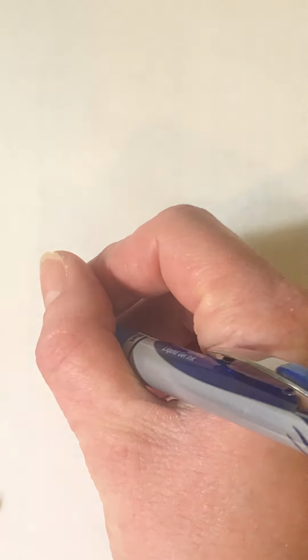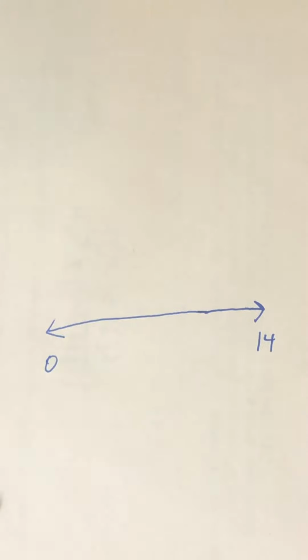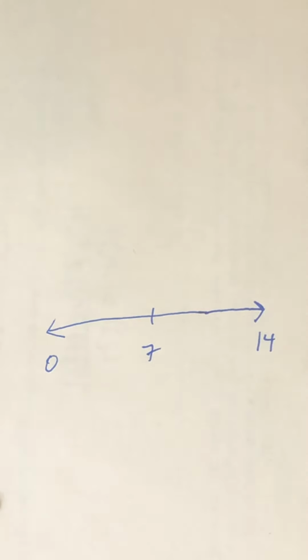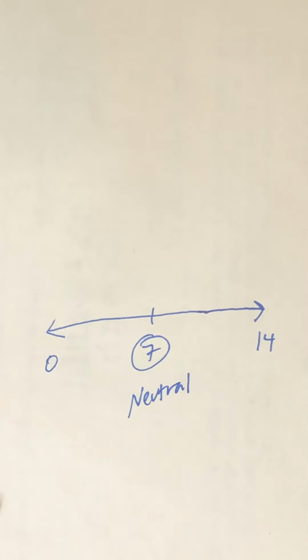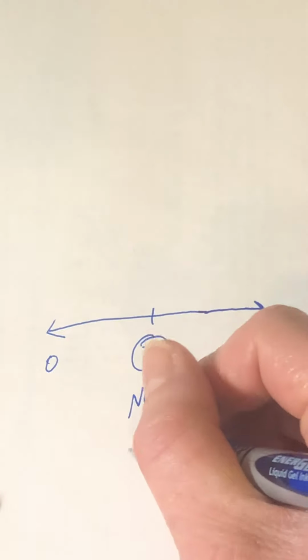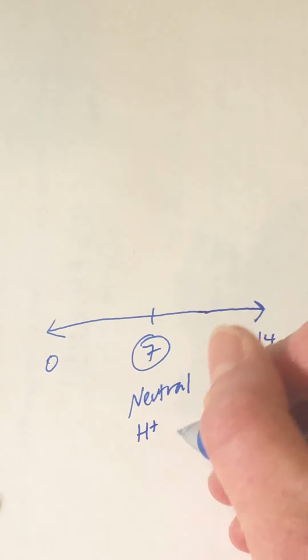All right, this is just gonna be a quick video in case people are confused by pH. So I'm gonna draw a little pH scale here on the piece of paper. We've got 0 to 14, smack dab in the middle we've got 7. 7 is neutral. What makes something neutral is it has the same number of hydrogen ions.